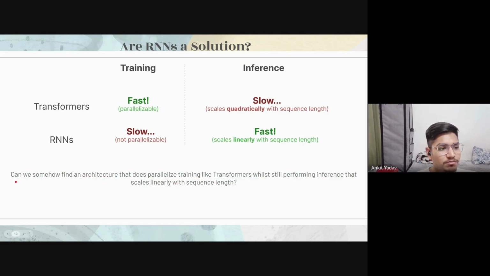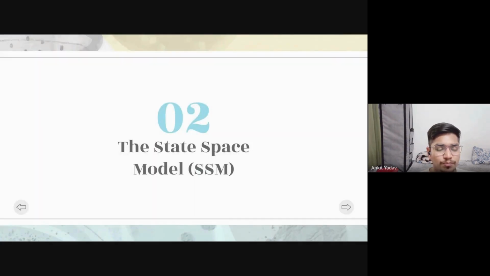So can we somehow find an architecture that does parallelizable training like a transformer while still performing inference like this RNN? We have to find a solution which is a kind of middle ground between both of these things. This issue was resolved over time. And coming to our second part, it will be SSM, the state space model.